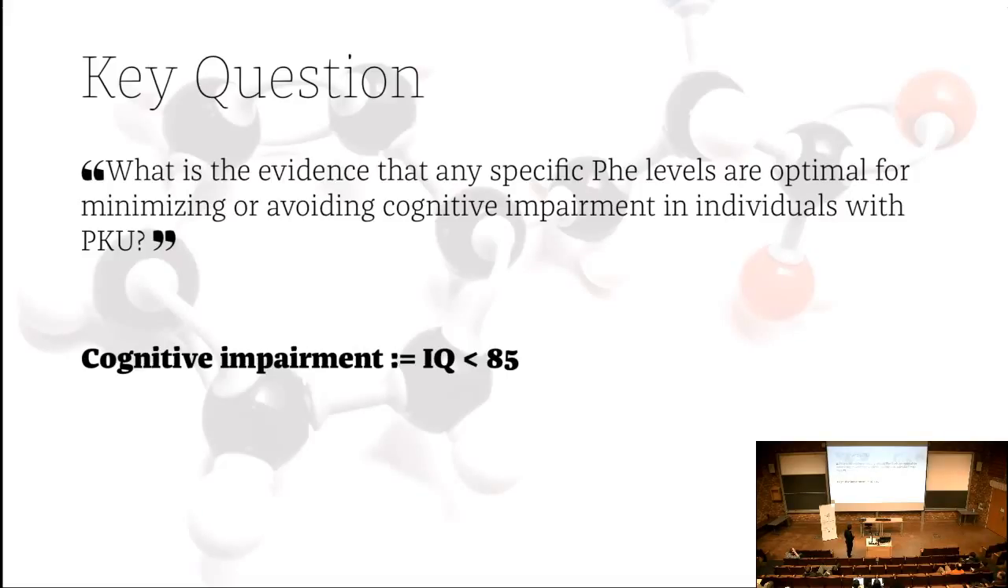probability of poor outcomes? The key question that was established from the initial project scoping and screening is: what is the evidence that any specific phenylalanine levels are optimal for minimizing and avoiding cognitive impairment? We're going to call cognitive impairment an IQ of less than 85, which is a standard deviation lower than the population mean.